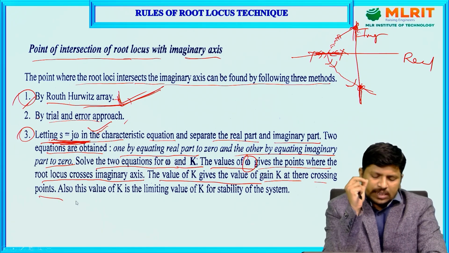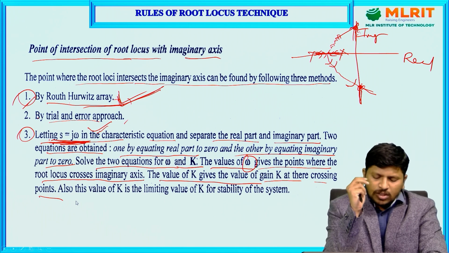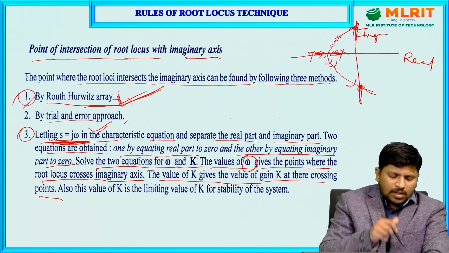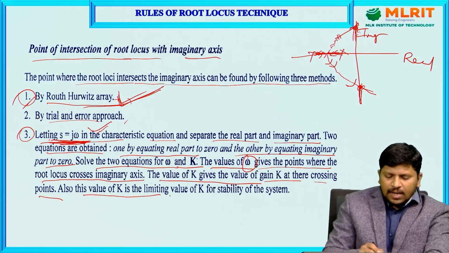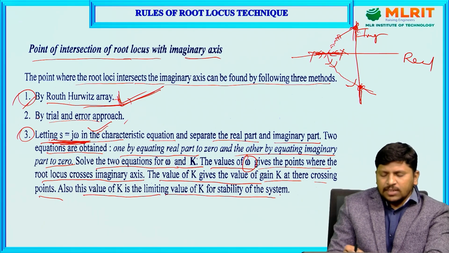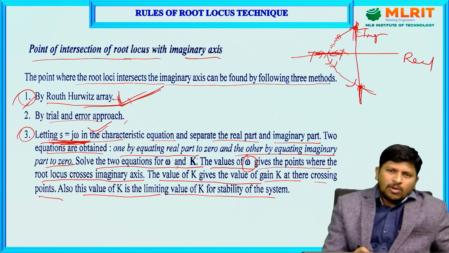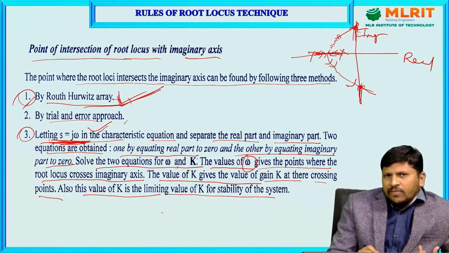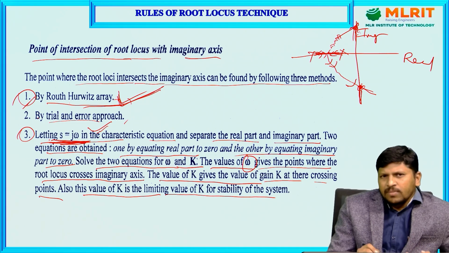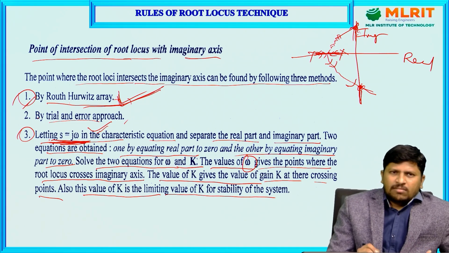What is the gain? How much gain has occurred? That k value gives the gain at the crossing points. Also, this value of k is the limiting value of k for stability of the system, for limited or marginally stable. For limited stable, the given system is a stable system based on the limited value of k.